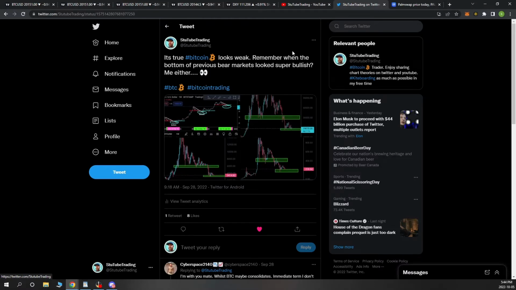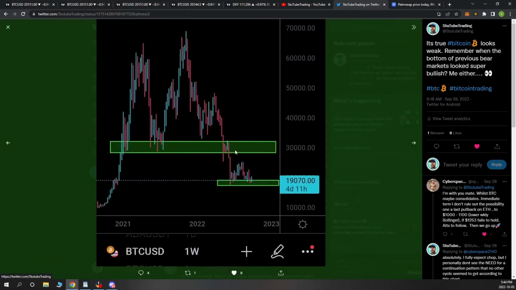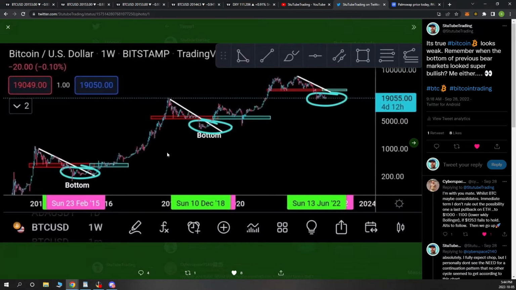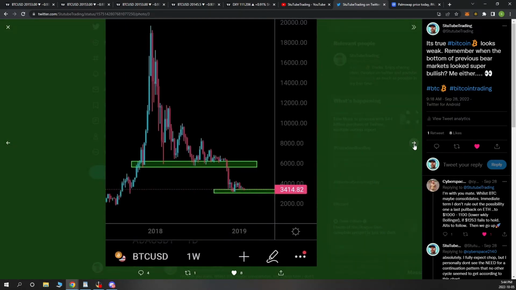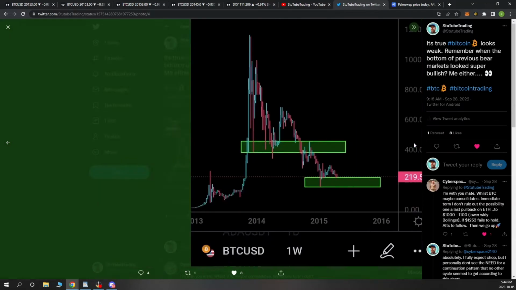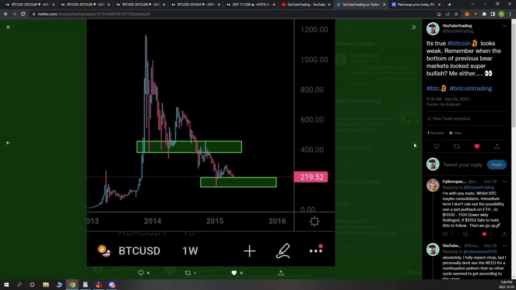Something I wanted to point out on my macro scale is how all the bear market bottoms have looked so far. Here is my macro chart, my Bitcoin cheat sheet. This is our current chart, or actually maybe a week ago, but either way, this is our current market situation. This is our bear market bottom before this one, and this was the previous bear market before that.